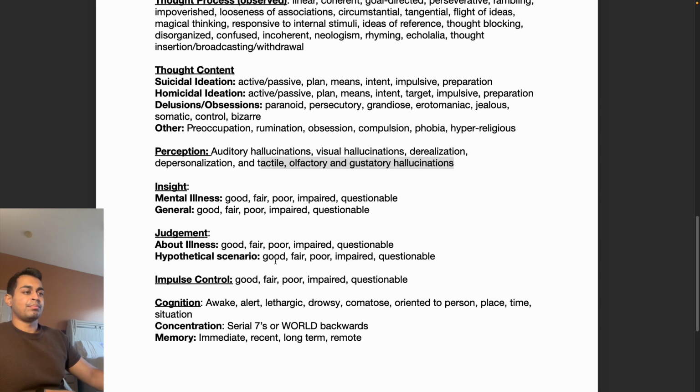Okay, now this bottom part here is the really important part. Everything here is important, but this is what I learned tells us what to proceed with next with the patient. Insight. Insight is, do they understand their insight to their mental illness? Meaning, do they know that they have a mental illness, or they're experiencing something that seems like a hallucination? Are they aware of it?